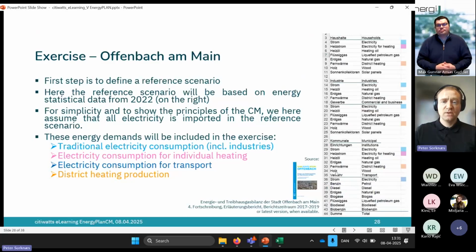So here we first use the exercise. We focus on an area called Offenbacher mine in Germany, which has also been, as far as I understand, the topic of some of the other tool chains.